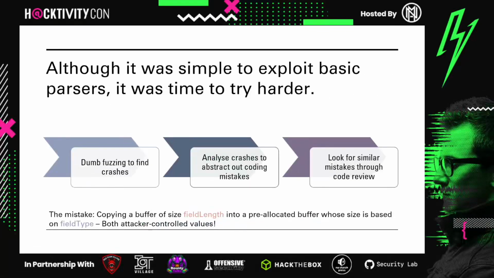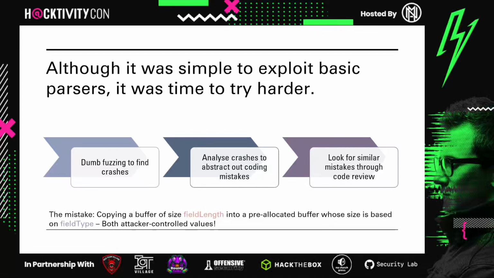Now that I was able to exploit pretty basic parsers, it was time to try harder and aim for bigger game. The workflow I used here is to use dumb fuzzing to find crashes in these smaller, easy to exploit applications, do some root cause analysis to figure out what kind of coding mistakes the programmers made and inherent weaknesses in the file format itself, and then look for similar mistakes through code review.